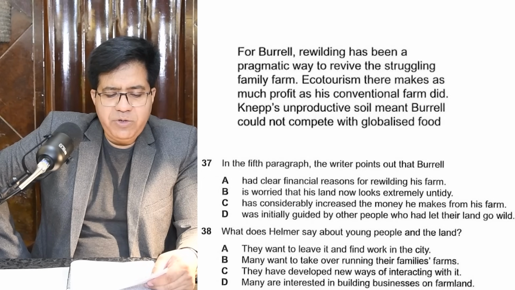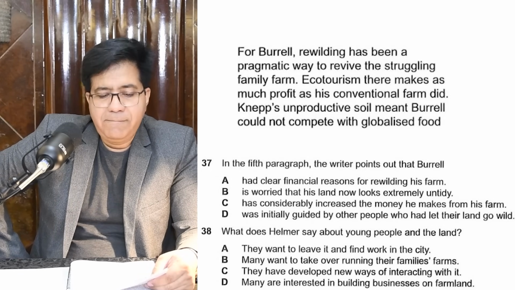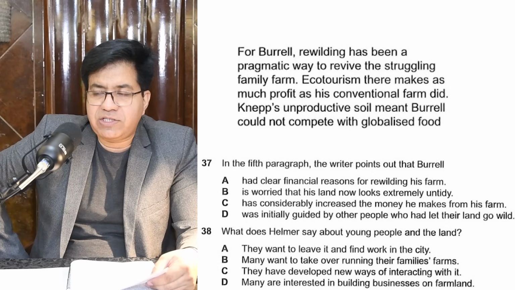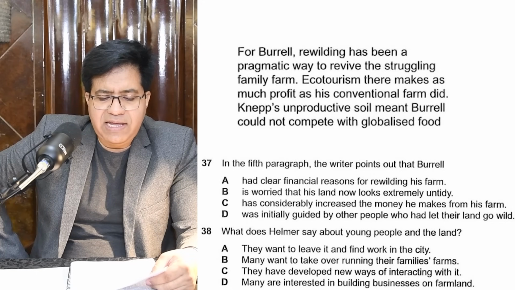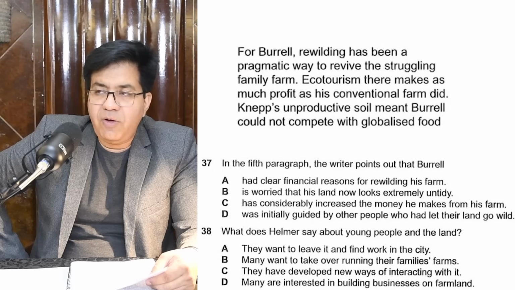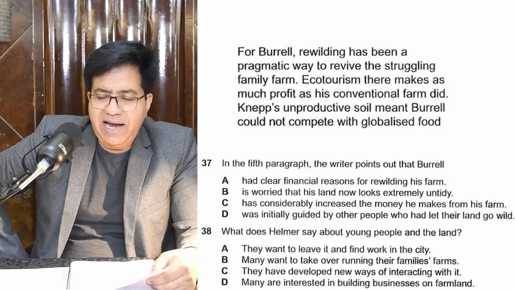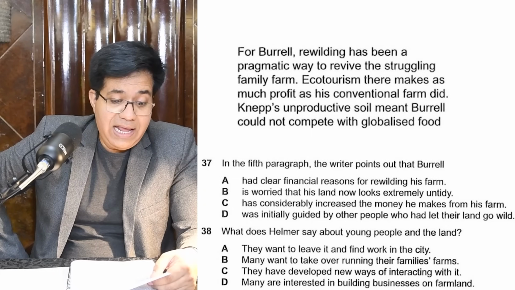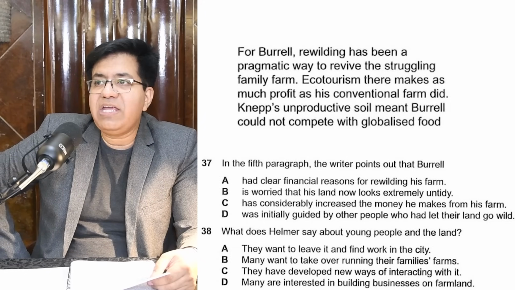Option A. Burrell had clear financial reasons for rewilding his farm. Option B. Burrell is worried that his land now looks extremely untidy. No. Option C. Burrell has considerably increased the money he makes from his farm. Option D. Burrell was initially guided by other people who had let their land go wild. Not mentioned. Correct answer is A. Burrell had clear financial reasons for rewilding his farm.